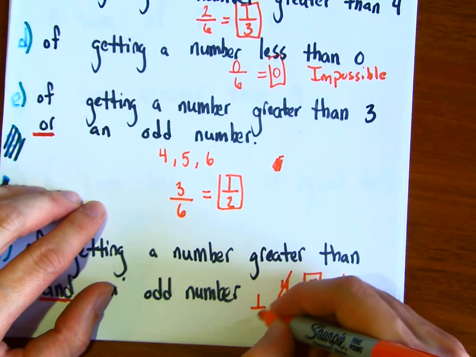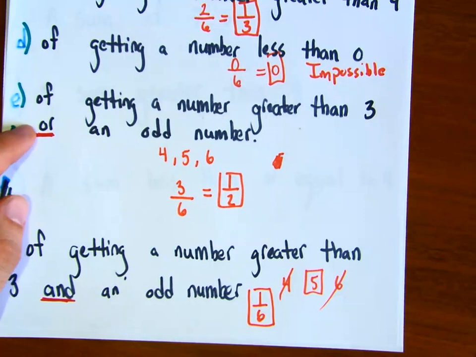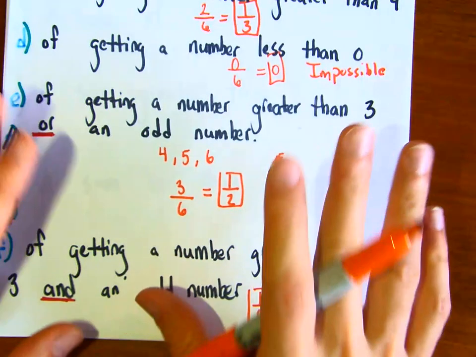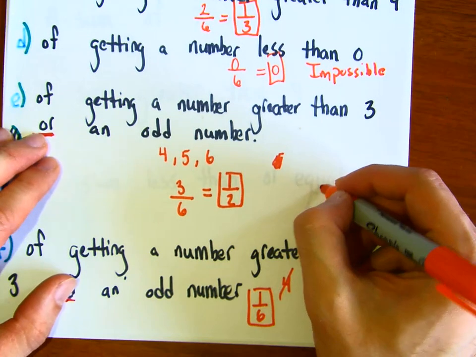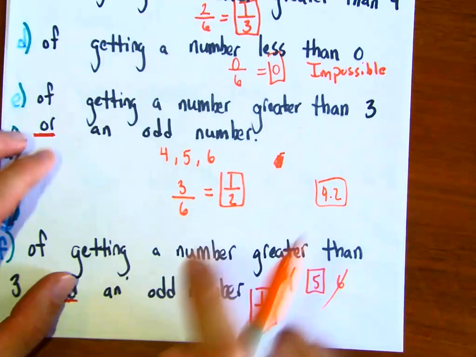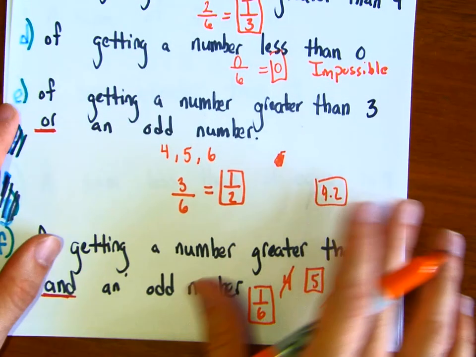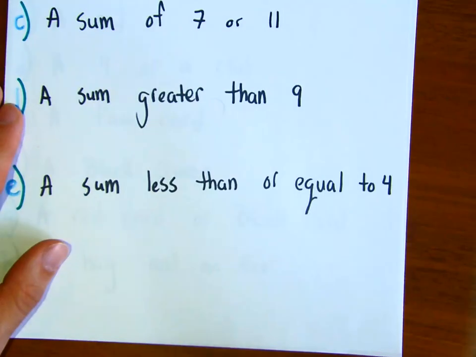Okay? Now, I'm going to tell you right now, this idea in probability, or and are very, very tricky. In chapter 4.2, we're going to really go over this idea of or and. So this was just like a little warm-up. All right? Let's look at the next one.